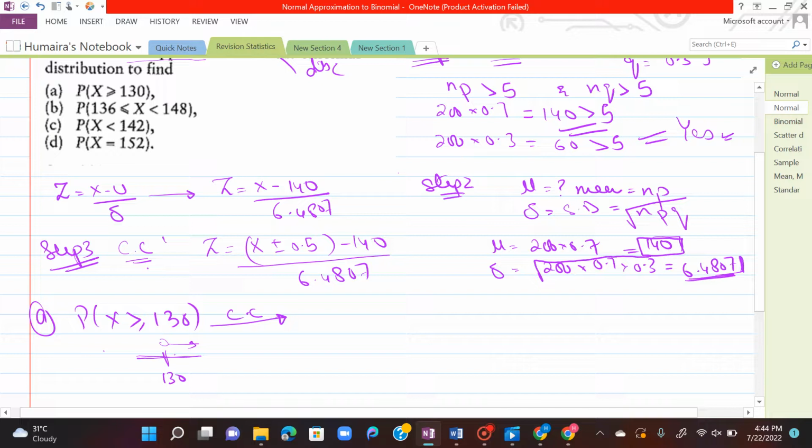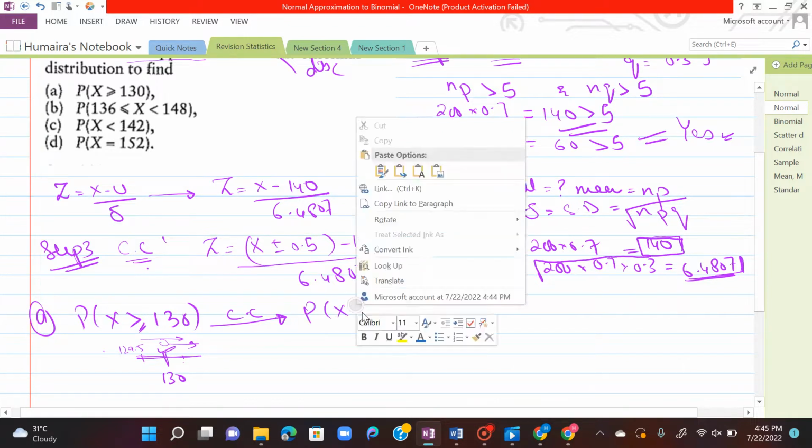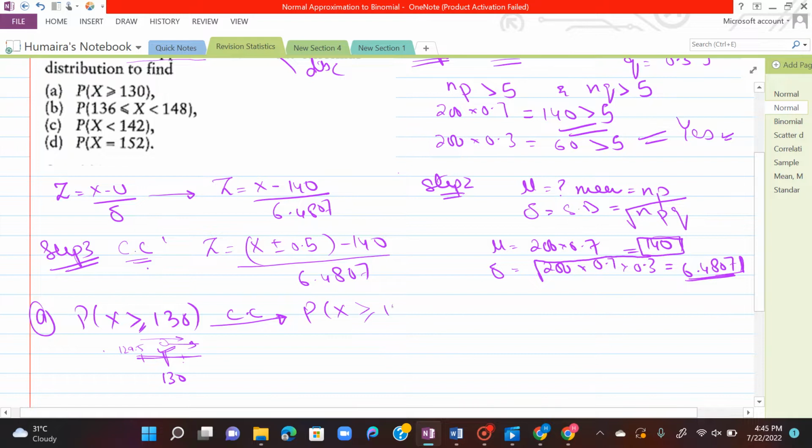So if I add 0.5 to it and start with 130.5, then obviously I'm excluding 130, which I have to include. So I must start from 129.5 onwards. In that case 130 will be included, right? So after continuity correction this is the same as x is greater than or equal to 129.5. You cannot ratify whether you have to add or subtract, just find it then and there.